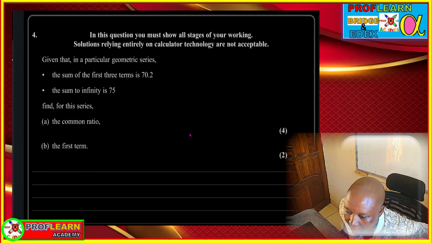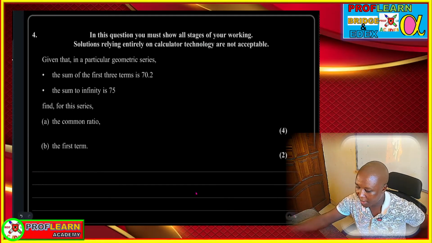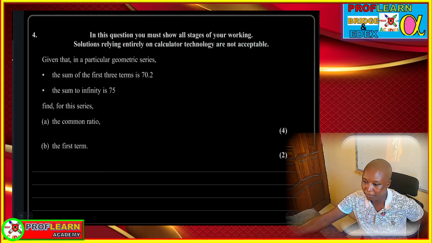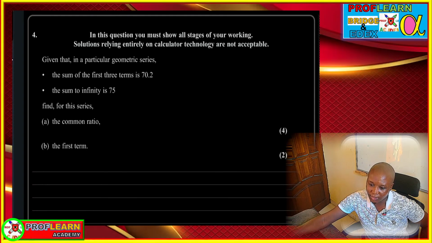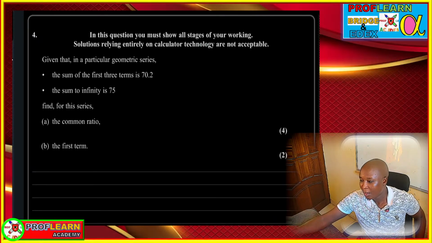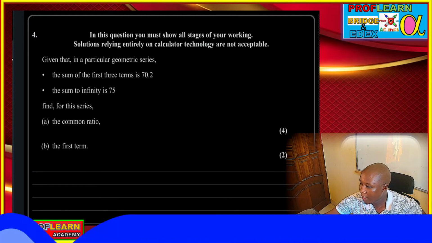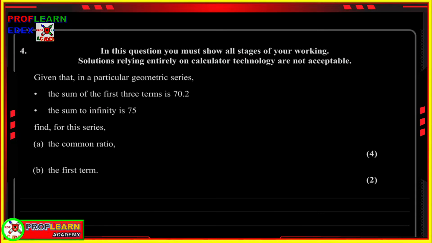Question 4 is an area where we are told to work out the sum to infinity. Given a particular geometric series, the sum of the first 3 terms is 70.2, and the sum to infinity is 75. We are supposed to find the common ratio and find the first term. How do you go about a question like this?